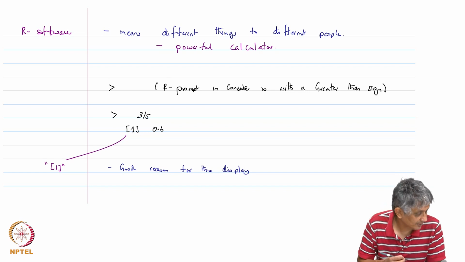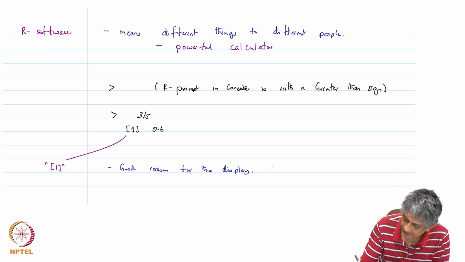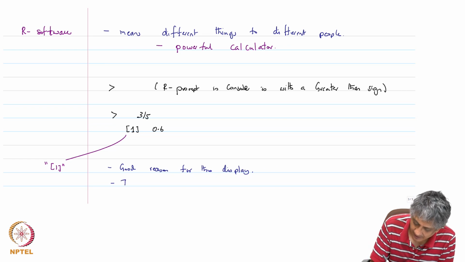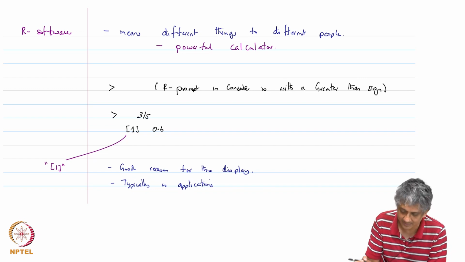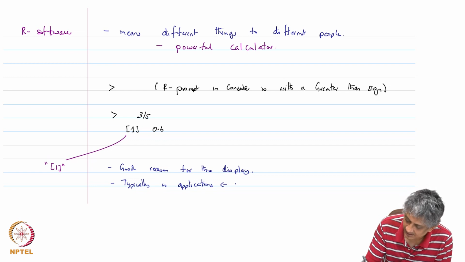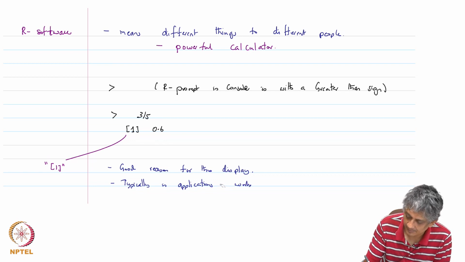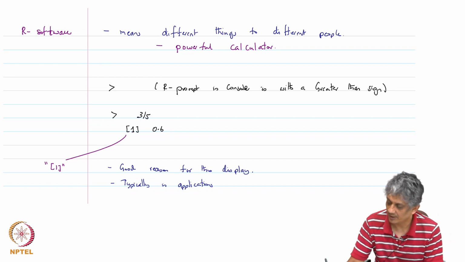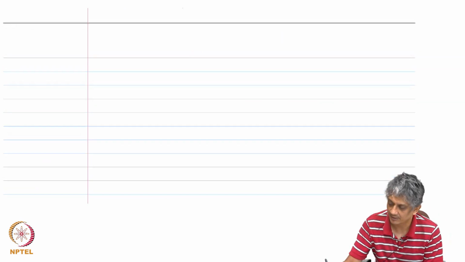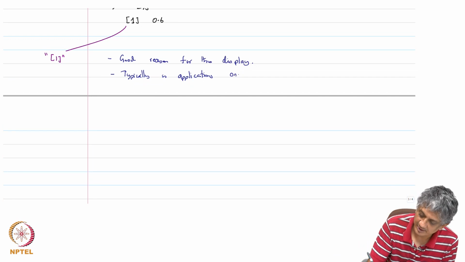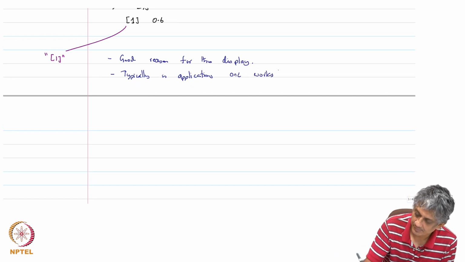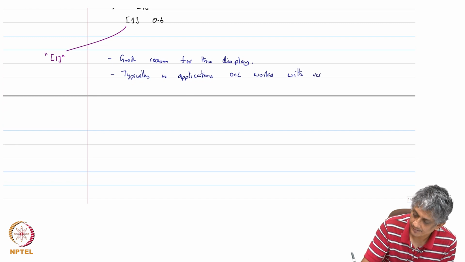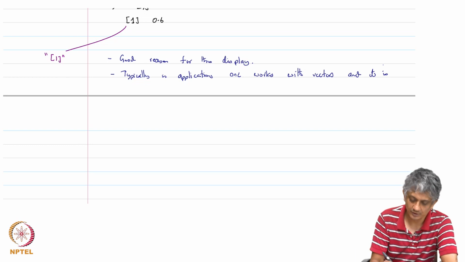Okay, so typically in statistics, let's say in applications, I won't say statistics. In many applications like statistics, many mathematics, one works with vectors. Let me write that down. One works with vectors. And it is useful to know the position.